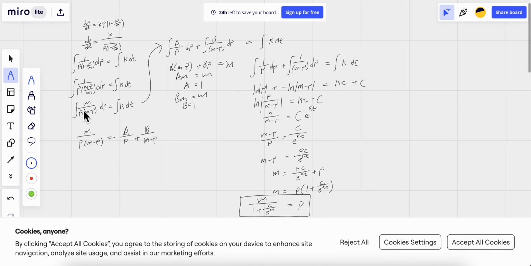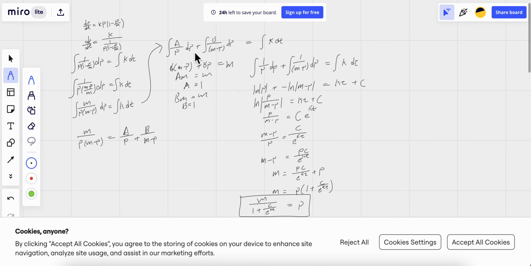And then we want to multiply the top and bottom by M, so we can get rid of the M in the new denominator. So this becomes the integral of M over P times (M minus P) dP equals the integral of k dt. So from here, we can use partial fraction decomposition, which essentially states if you have a fraction like this, then this is equal to A over P plus B over (M minus P). So this integral becomes the integral of A over P plus the integral of B over (M minus P).